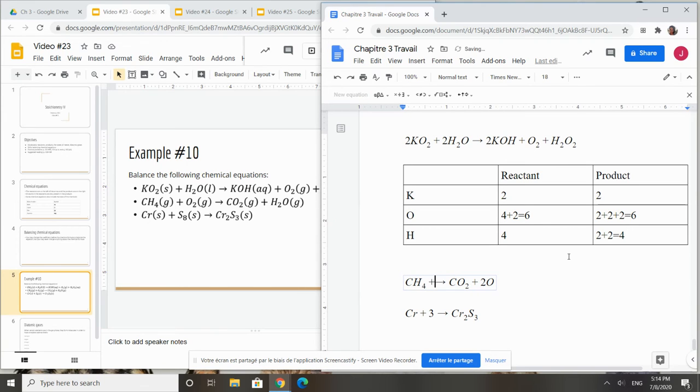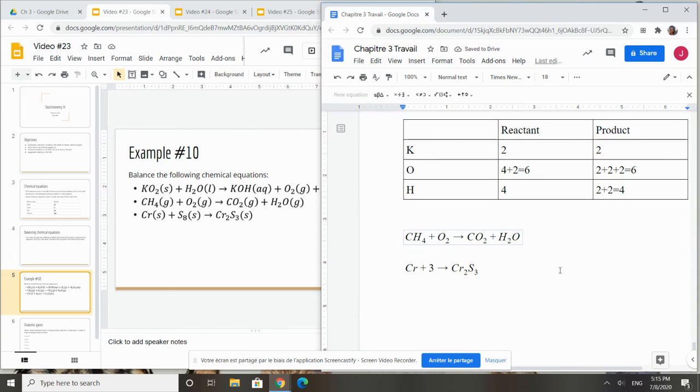Okay, let's take a look at some other ones. I'm going to start by looking at CH4, just because it has the highest subscript. I could have picked something else. My carbons look balanced, but my hydrogens are not, so I put a 2 here to balance that out. Now I need to worry about my oxygen, since both my carbons and my hydrogens are fine. I have 1, 2, 3, 4 oxygens over here, so I need to have 4 over here. That is why I put a 2 there.